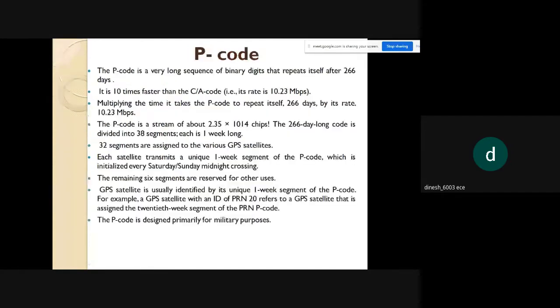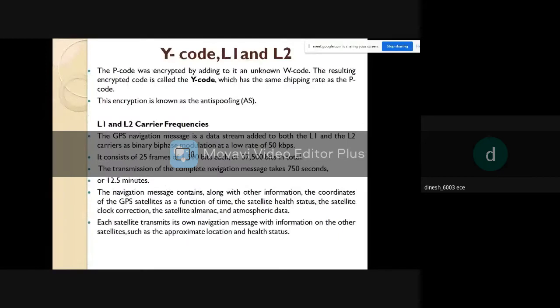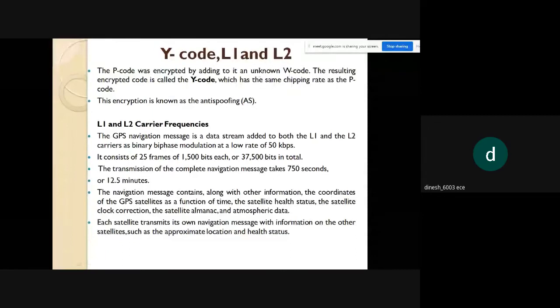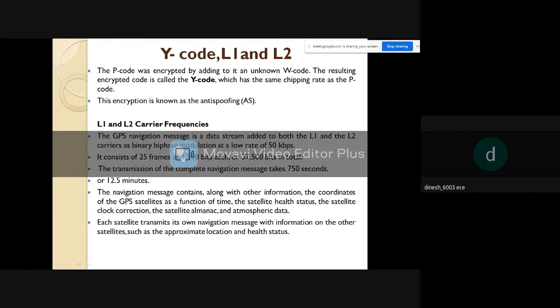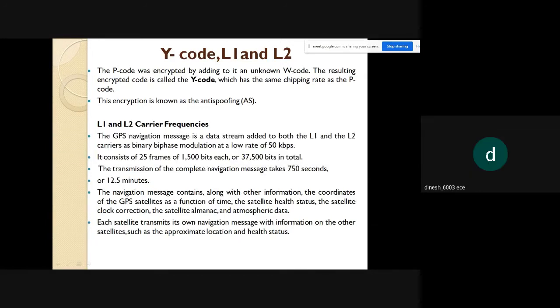So let us go to the next code. The next type of code is your Y code. This Y code was derived from P code, where we'll be adding a weighted code. We will be adding some encryption algorithms to the existing P code, and we will be deriving an unknown code, which we call the W code. The result of combining the P code with the W code would be an encrypted code called Y code.